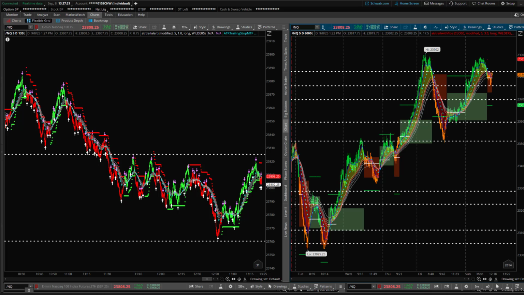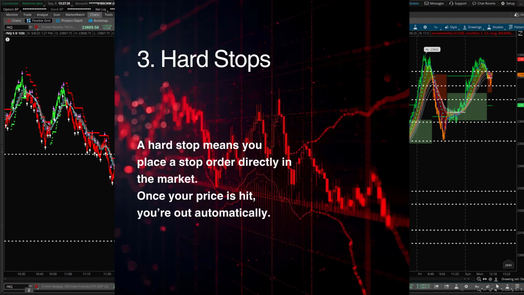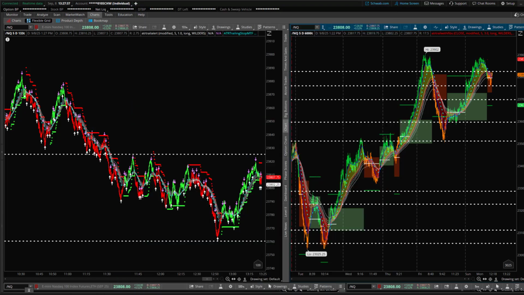And then jumping into the third type of stop loss, this is just a simple hard stop. So a hard stop means you place that stop order directly in the market. Once your price is hit, you're out automatically. So really this expands on the fixed dollar amount. They can go side by side, but a hard stop, you are not touching that. You're not adjusting it. You're not moving it. You are just leaving it as such and then moving on to the next trade.